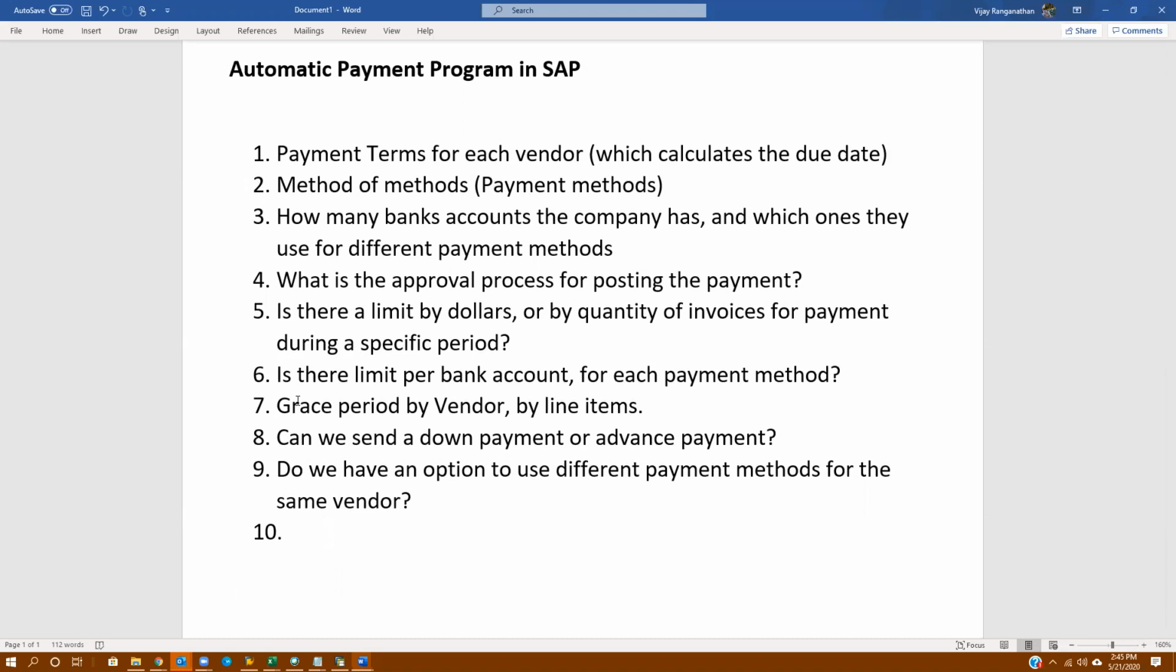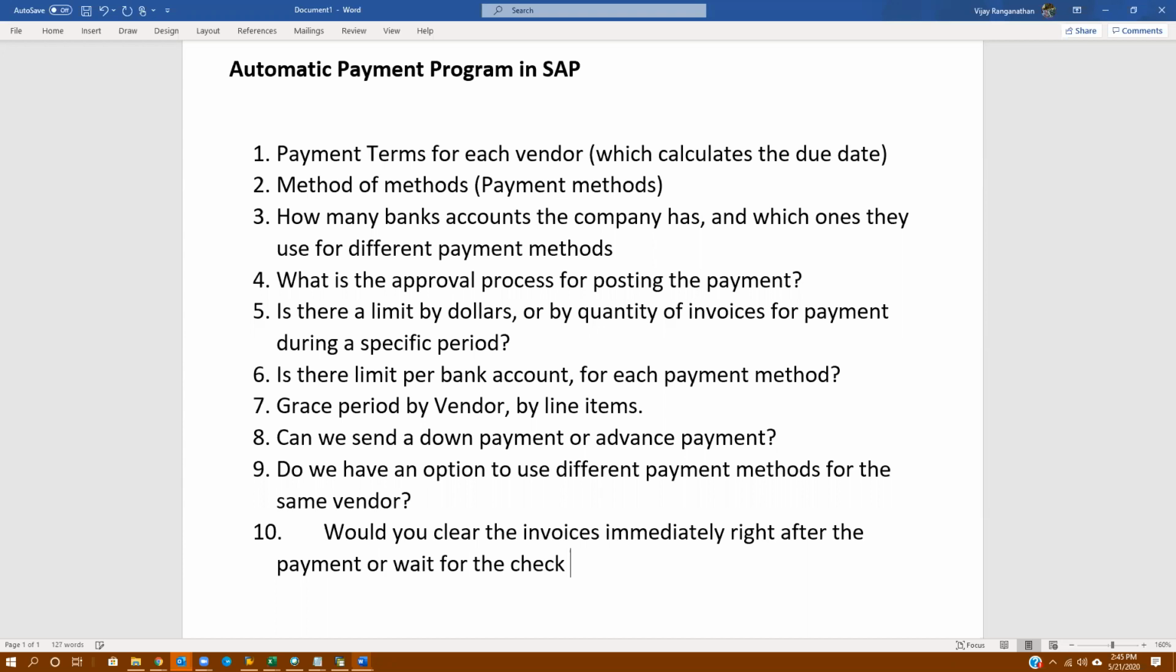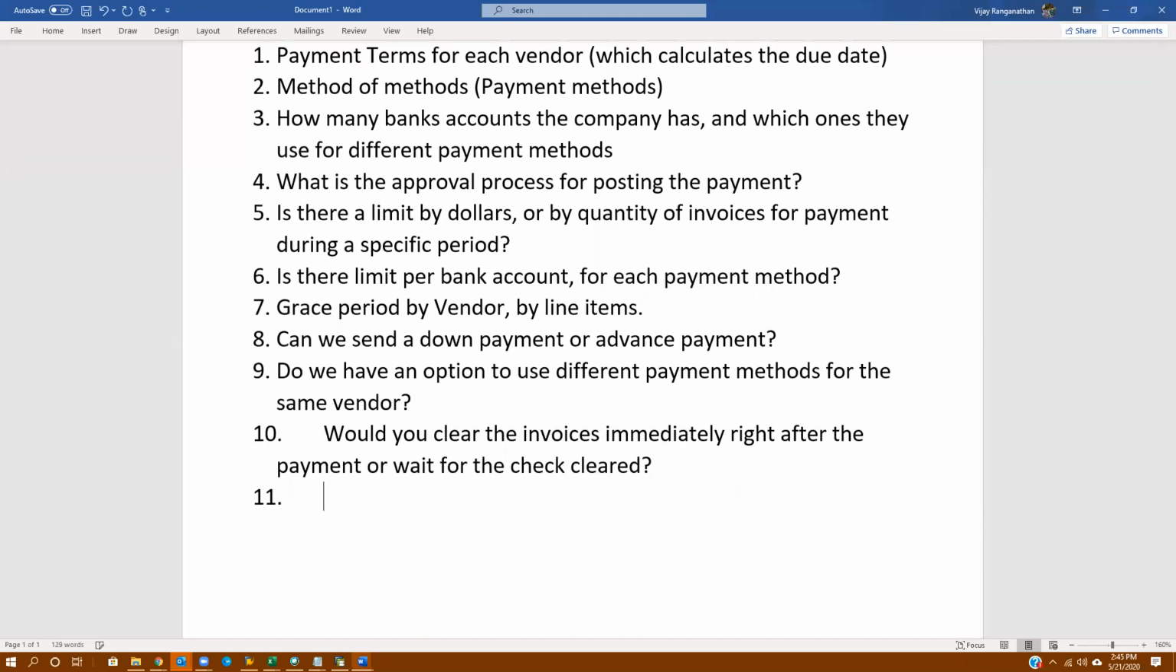Payment clearing, right? Would you clear the invoices immediately, right after the payment, or wait for the check to be cleared? Because the vendor would take 3-4 days, or the check never got there, right? Those type of things. And then, paying company codes. I mean, for which company?